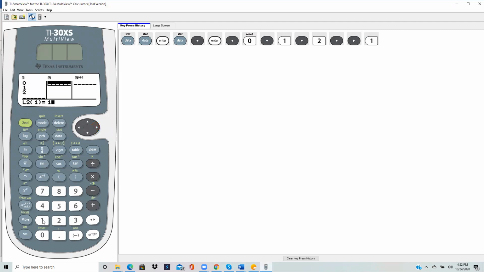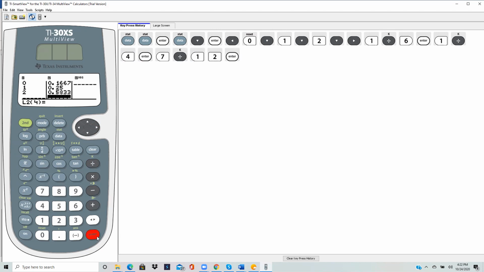So 1 divided by 6, enter. 1 divided by 4, enter. And 7 divided by 12, enter. So now we have everything entered. And now we go to second stats, and it's one variable stats. So enter, the data is in L1, right? Frequency is in L2, right?